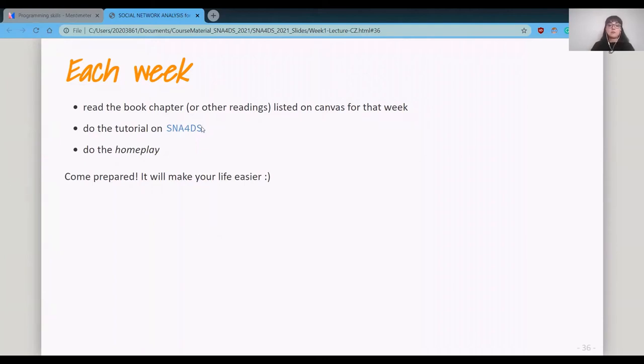Then we have the tutorial. Almost every week, you have a tutorial to do in the package that Roger and I are developing, called SNA4DS. Surprise, surprise. And then we have the homeplay, which is something that you need to solve. Normally it's a little problem that takes the topics of the tutorial and gives you the opportunity to use them immediately so you don't forget them. And again, if you keep up each week, your life will be much easier.